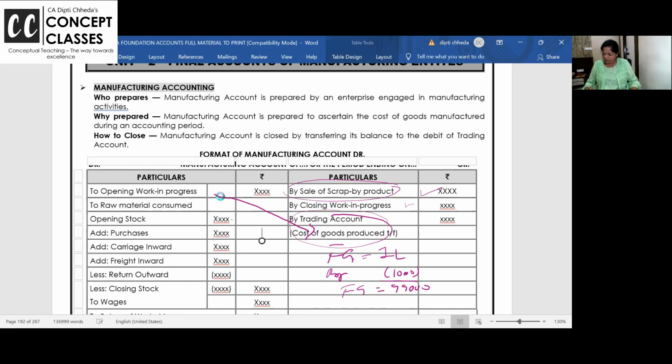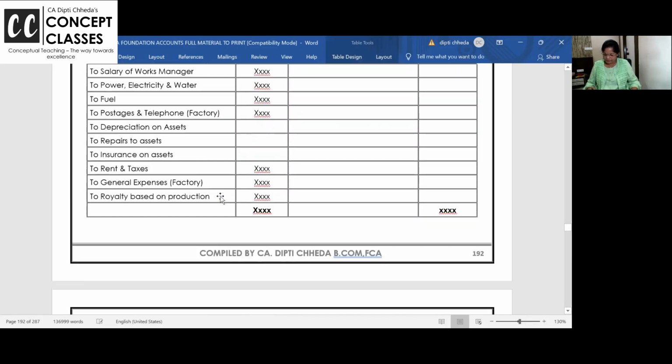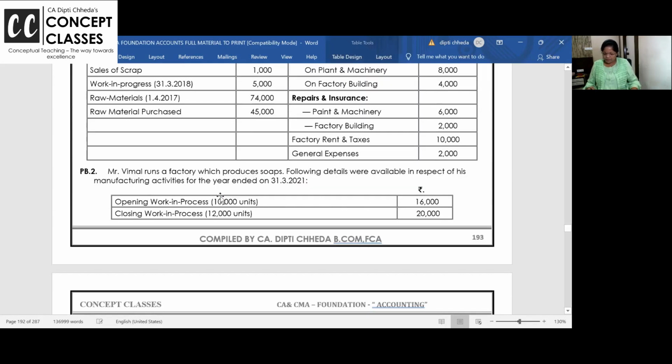Clear to all of you? Right. Let us begin with the first problem very quickly, and if you have a doubt, ask me. पूछो. कोई भी doubt है आपको तो आप पूछो.